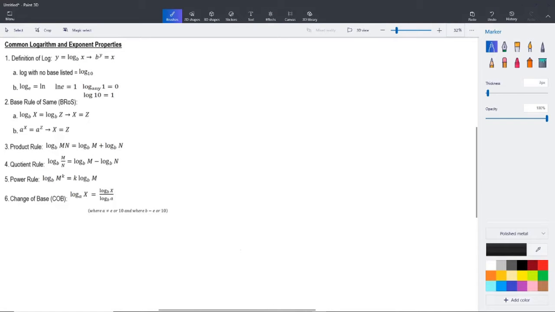Example 6 on page 349 of our book. Solve the following exponential equation. So let's just jump right into this one here. We have part A, which is 4,096 equal to 8 to the 2x power.